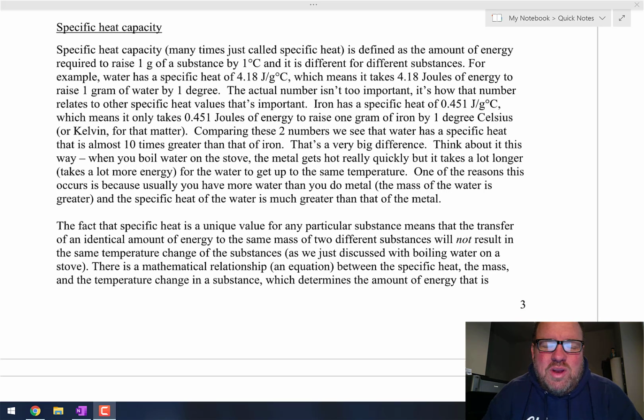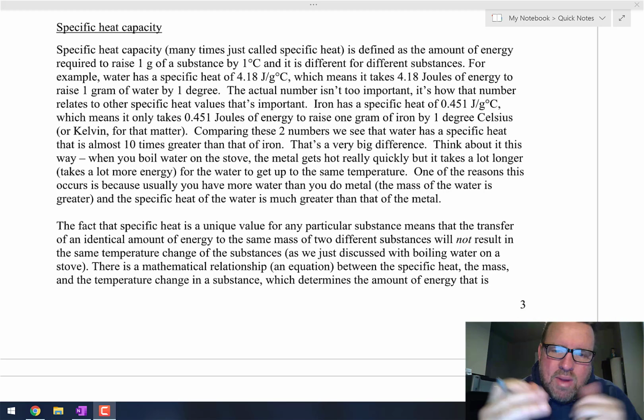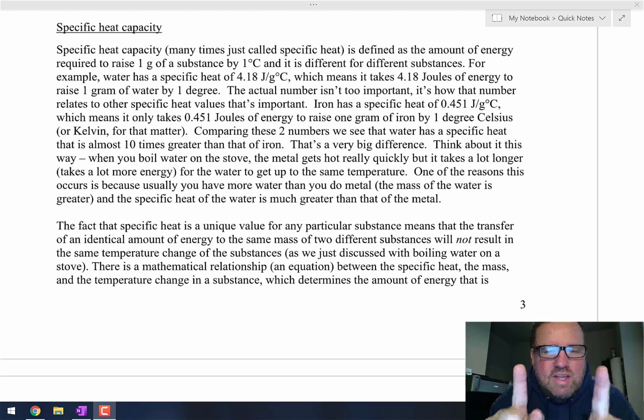In today's video, we're going to be talking about the fact that when you heat something that's made of metal up, it heats up really, really fast. But when you heat up water that's inside of that metal, like a metal pan, it does not heat up as fast, okay? And the reason that happens is because of what's called specific heat, okay?